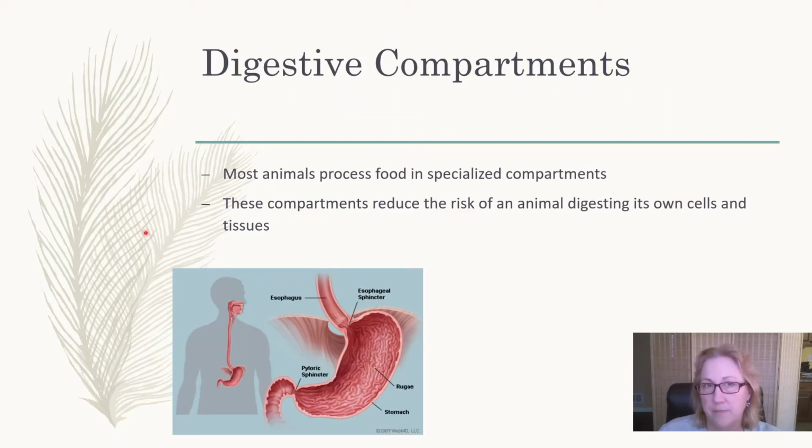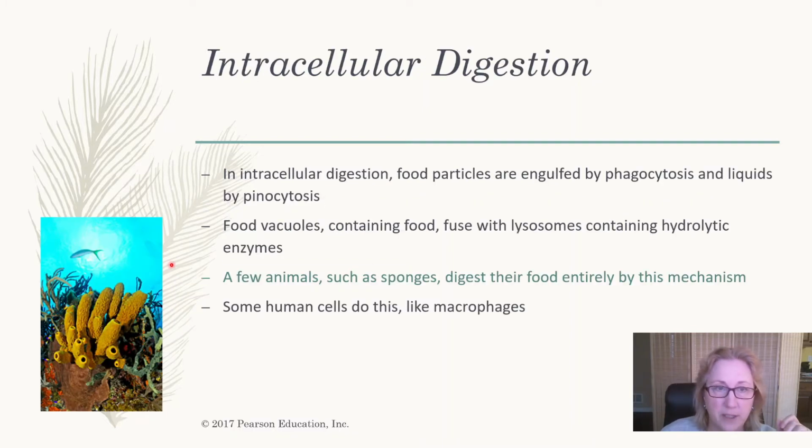Animals have specialized compartments. Even the very simple animals like nematodes that have a very rudimentary alimentary canal still have specific regions of that digestive tract where chemical digestion and absorption take place. And so we'll talk about the different parts of the mammalian digestive system more specifically.